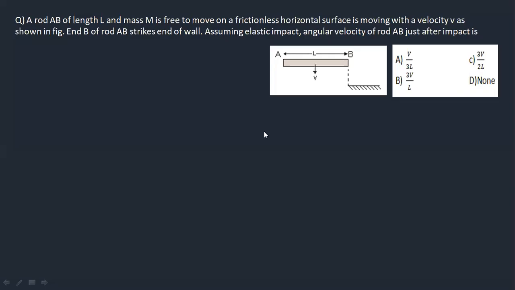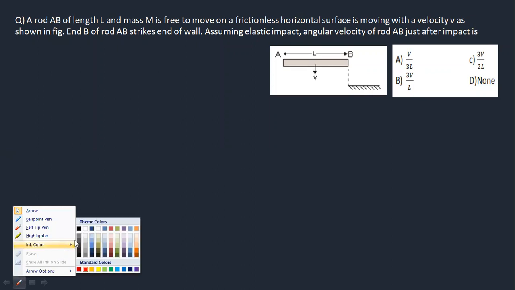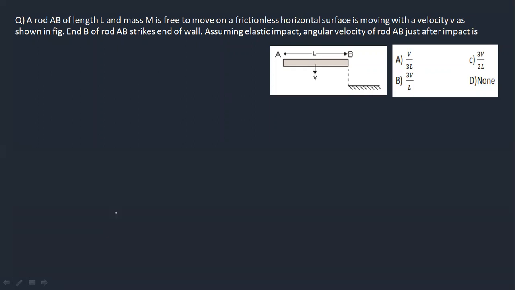A rod of length L and mass m is free to move on a frictionless horizontal surface, and it is moving with velocity v as shown in the figure. End B strikes the wall, and they have given that it is an elastic impact. What is the angular velocity of the rod immediately after the impact?